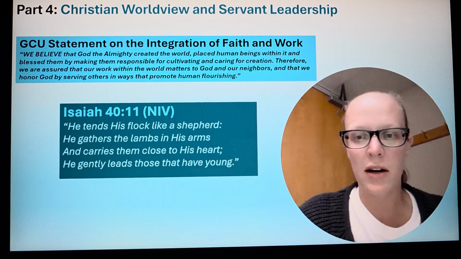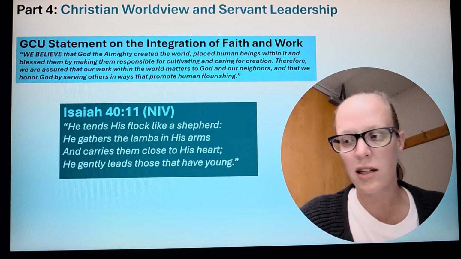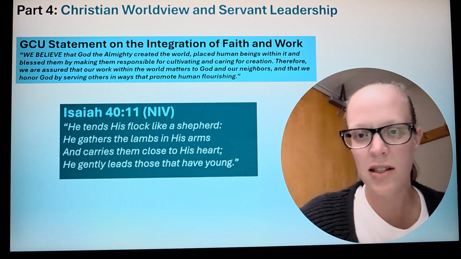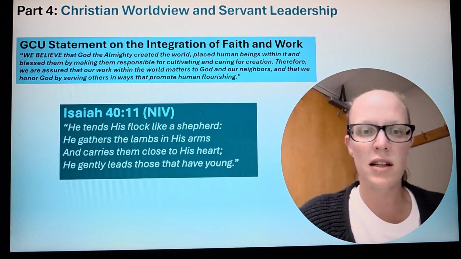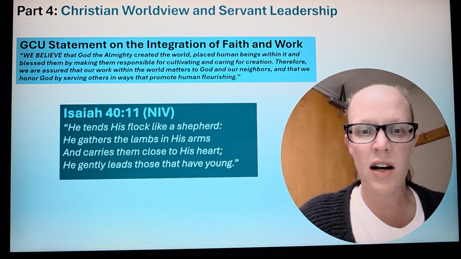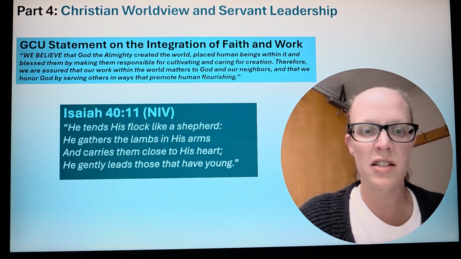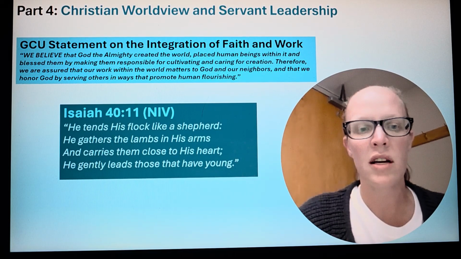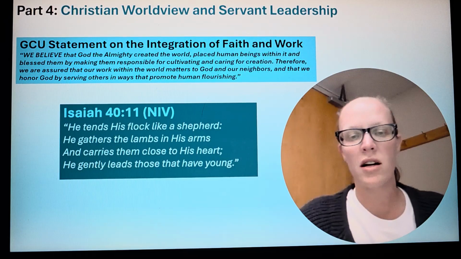So I found a Bible verse that really stuck to me. It's been one of my favorites since I was young. Isaiah 40 verse 11 is, "He tends his flock like a shepherd. He gathers the lambs in his arms and carries them close to his heart. He gently leads those that have young."